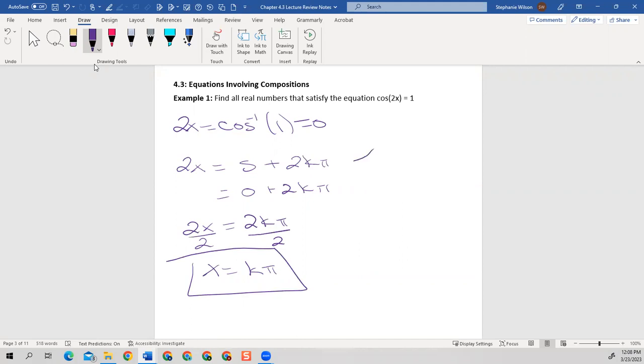Where did I get this from? Y'all remember at the beginning of this chapter, I gave you a set of formulas. And it said when a was equal to 1, we're going to use this specific formula. And this is a is equal to 1. Okay. Let's do example 2.